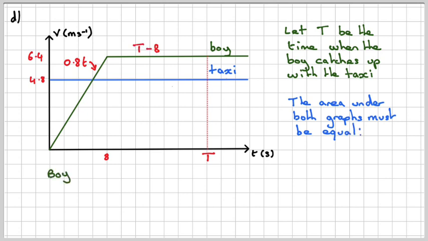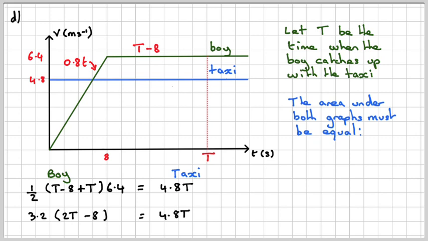So for the boy, that's a trapezium. A trapezium is where you add that side to that side, multiply by the height and take half. So this will be T minus 8, and this will be T, and the height will be 6.4. So it'll be a half of T minus 8 plus T, times 6.4, is equal to the area of this rectangle, which is 4.8 times T. That's for the taxi. We just need to solve that equation. So half of 6.4 is 3.2, times 2T minus 8, is equal to 4.8T.